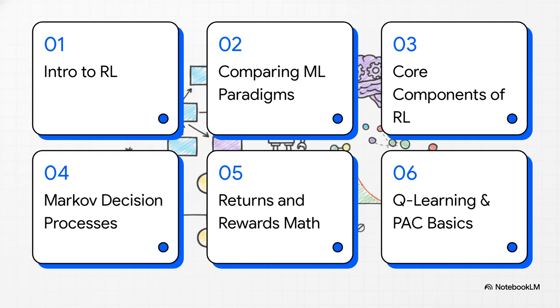Okay, so here is our roadmap for the explainer. We'll start with 1, an intro to reinforcement learning, then 2, comparing machine learning paradigms, 3, the core components of RL, 4, Markov decision processes, 5, returns and rewards math, and finally 6, Q-learning and PAC basics.